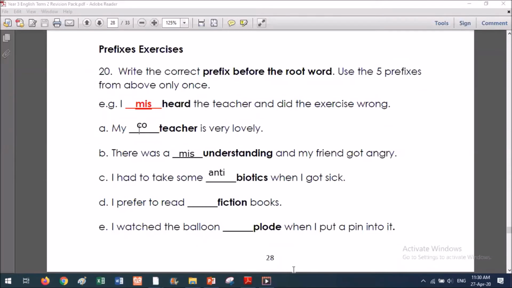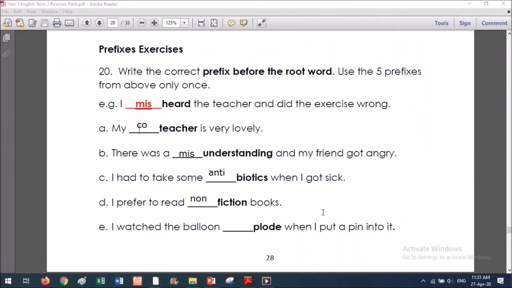I prefer to read non-fiction. Excellent, Ziad. Do you actually prefer to read nonfiction books or do you like fiction books? Do you like nonfiction? Yeah, me too. I love fantasy books. Fantasy and sci-fi, I think, are really, really cool. Thank you, Ziad. Very good.